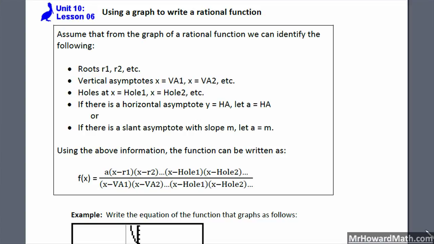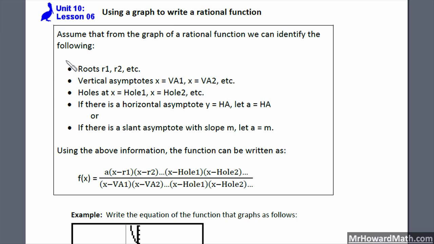In this video we will be using a graph to write rational functions. So in this unit we've been graphing and identifying the horizontal asymptotes, the vertical asymptotes, the roots, y-intercept, etc. of rational functions. And now we're actually going to take the graphs and write the functions themselves.